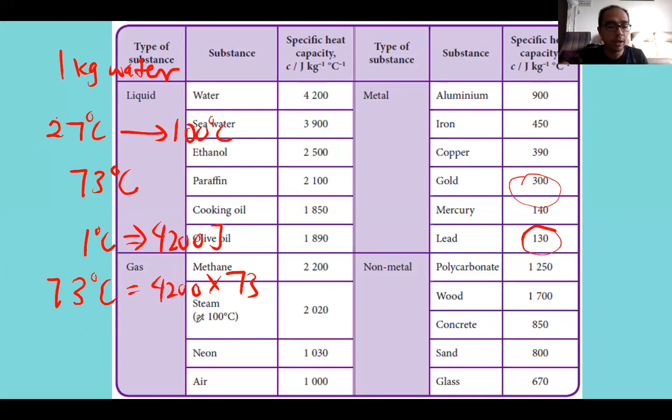Let me be very dramatic and count it out for you. 4,200 times 73 is 306,600 joules. 306,600 joules of heat. That's a lot of heat, and that's only 1 kilogram of water. Imagine if you use a very big kettle. Imagine how much heat you're supplying. So which is why, guys, don't play with fire. 1 degree Celsius is already 4,200, and to heat water by 73 degrees Celsius is very much.